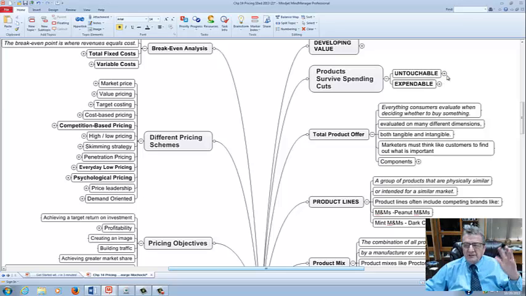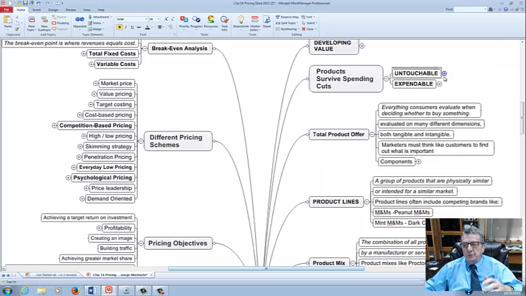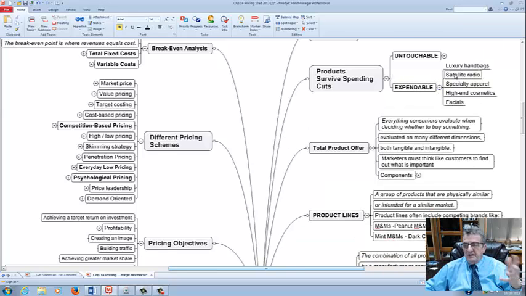Okay, so now you have untouchables, and this is real easy. Some things never change. No matter what kind of recession, cell phones, internet, discount apparel, haircuts, and fast foods are basically untouchable. People usually don't cut them, even though things are hard. They may not go out to a regular full-fledged restaurant, but they'll go out to fast food. Okay, and expendables are like satellite radio, specialty goods, high-end cosmetics.